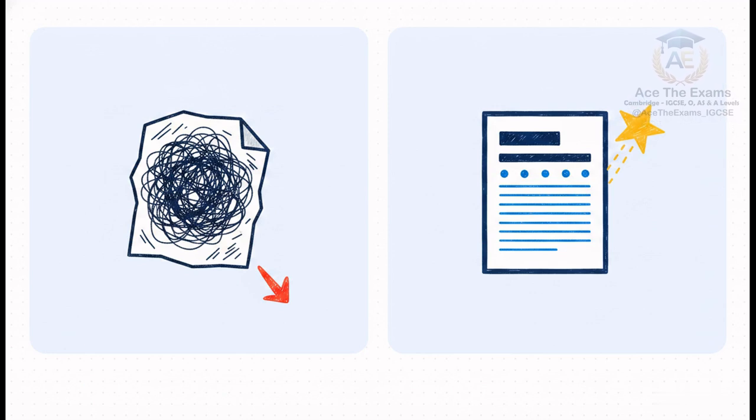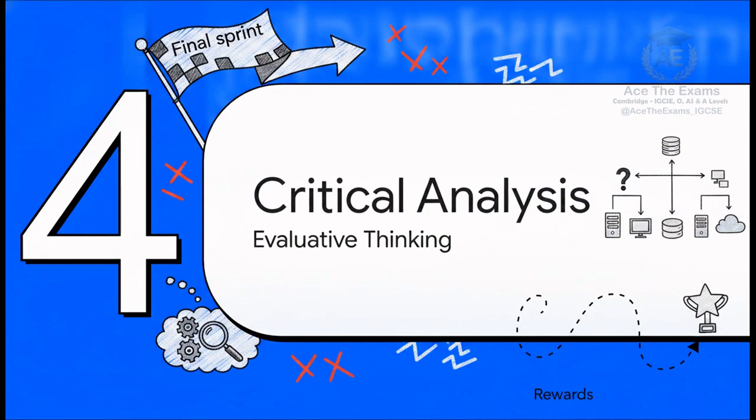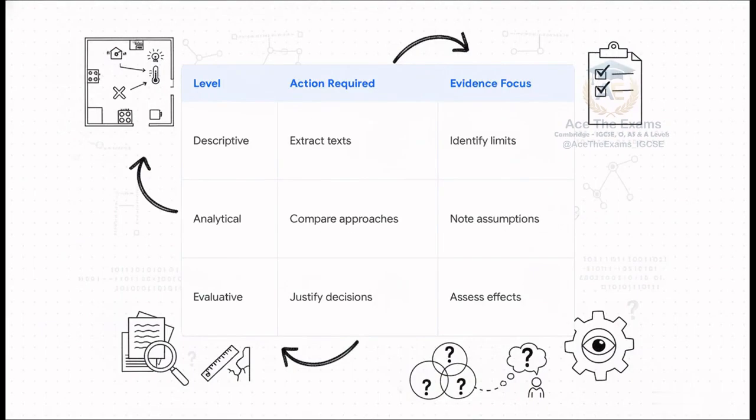Section 4. Mastering Critical Analysis. We are shifting into the final sprint of the assessment objectives now, focusing heavily on the higher-order evaluative thinking required for top scores. Okay, I really want you to pay attention to this breakdown because this shows exactly how examiners classify your answers and award marks.